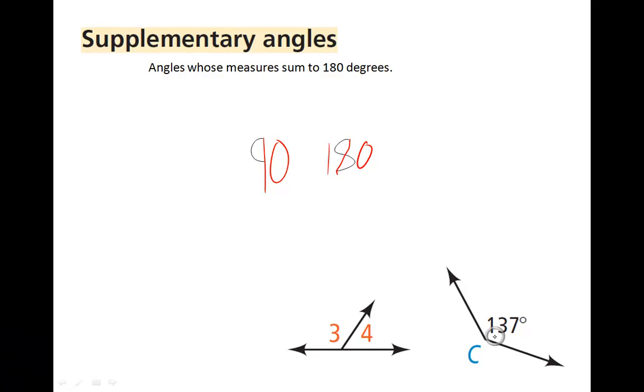If we want to find the supplement of an angle, well, let's see, this angle is 137. We need to know how much we need more to get a full straight line. Remember, 180 degrees is a straight line, so 180 minus 137. You can subtract those, you should get 43. So you could say the supplement of angle C is any angle whose measurement is 43 degrees, for instance.